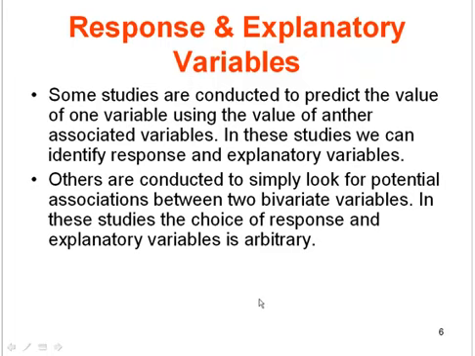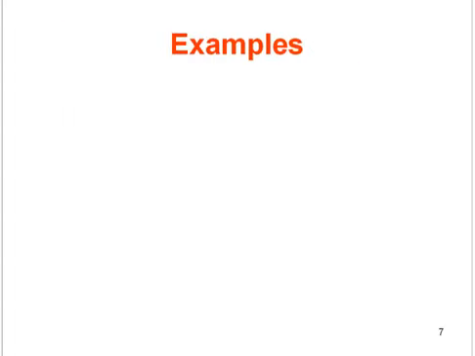Some studies are aimed at predicting the value of one variable using the value of an associated variable. In these cases, we need to identify which is the response and which is the explanatory variable. Others are simply aimed at looking for potential associations, and the choice of explanatory and response variable is arbitrary. So let's get some experience deciding about explanatory and response variables by looking at a few examples.